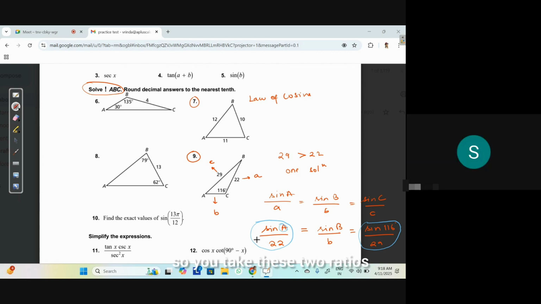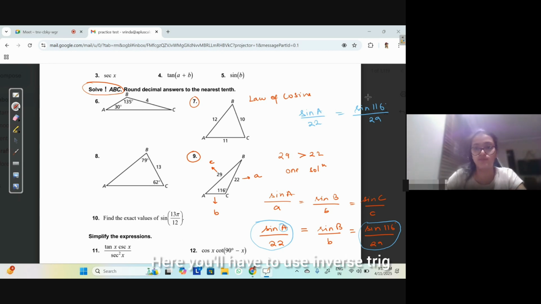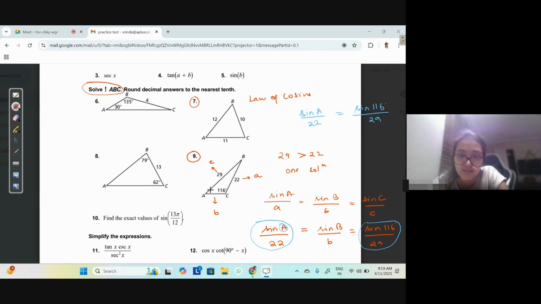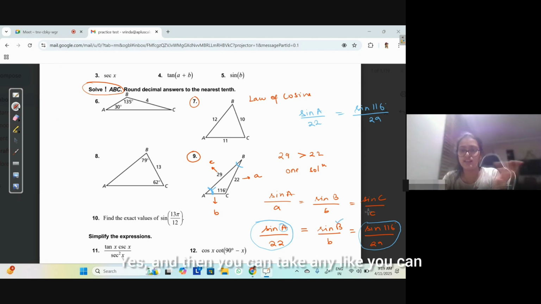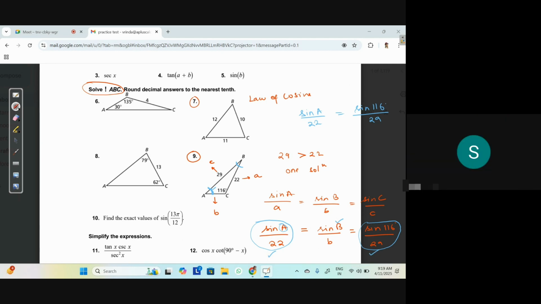Yes. So you take these two ratios, you write sine of A over 22 is equal to sine of 116 over 29. You can solve it and find the value of angle A. Here you'll have to use inverse trig, so that's sine to the power of -1. Okay. And then you'll get angle A. And then you can find out angle B by doing 180 minus A minus C. So you'll also have angle B. And then you can solve for b. Yes, you can take either this ratio or this ratio and take the second ratio, and you can find the value of small b.